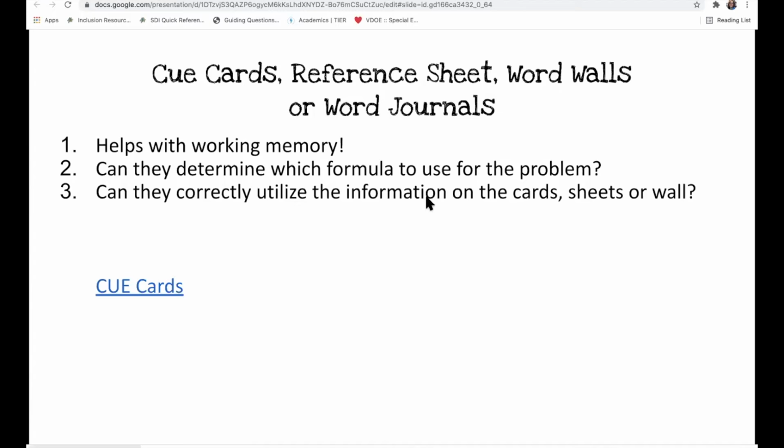Word walls, them knowing when to use and how to use their word wall. Like I said, I like word walls that also give examples. I like word walls that give me the ability to have the definition too. That helps us in mathematics. And then, of course, word journals.